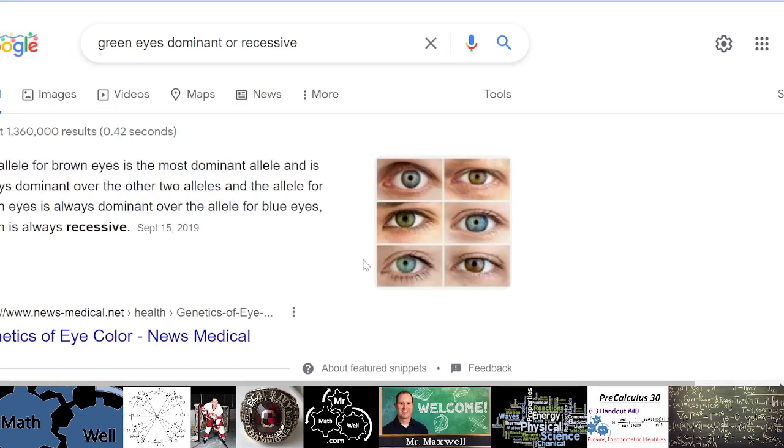Okay, so somebody asked about green eyes here. In this picture, we have some blue eyes, we have brown eyes, and we have what looks like green eyes maybe over here.